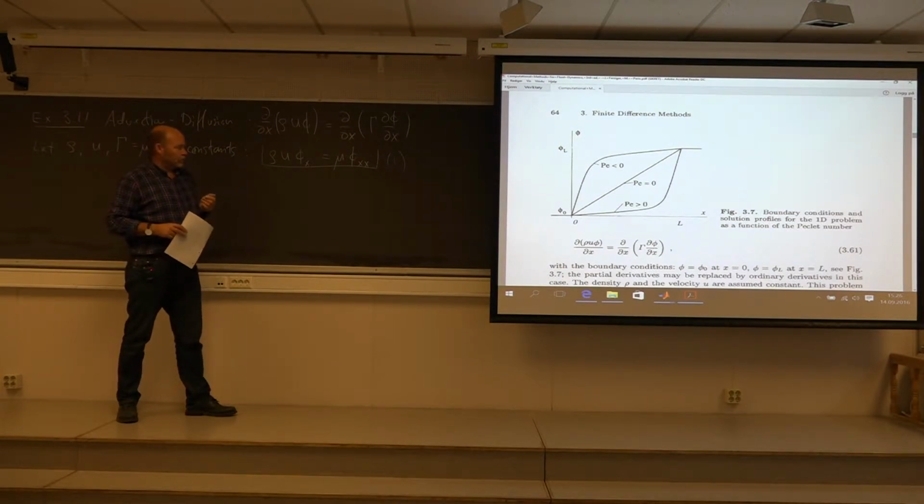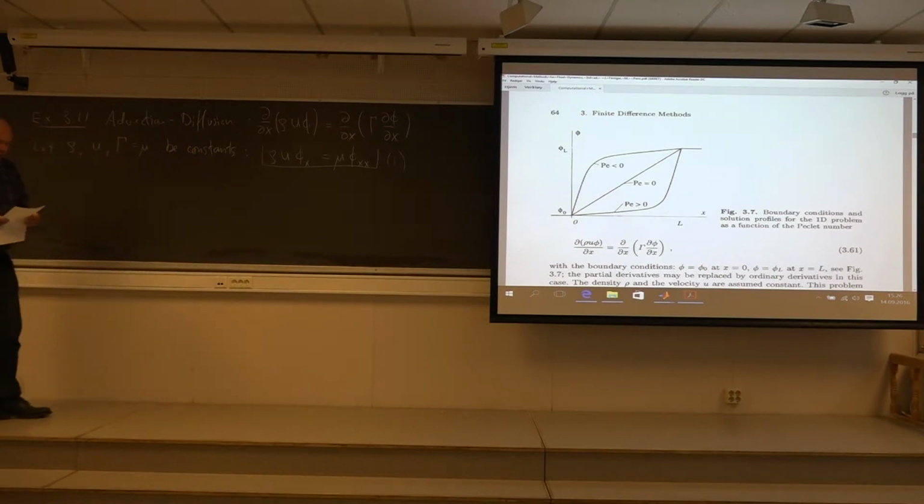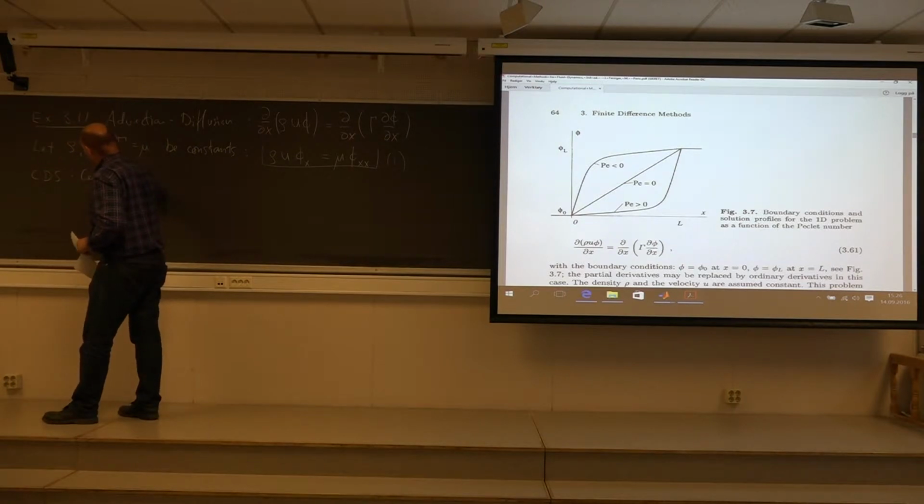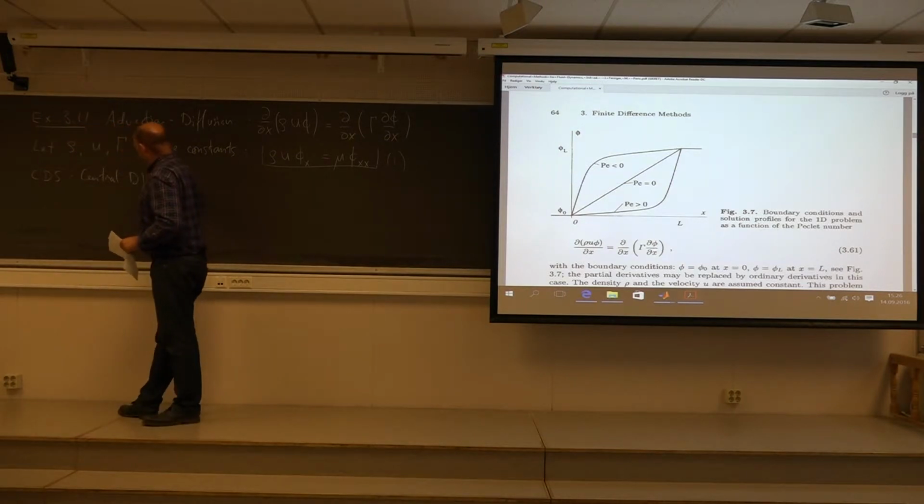In general, I would say you shouldn't, especially this first order, the very simple one. But we will still have a look at it just to see how it works. But for now, let's start with the central scheme. And in the book by Ferziger, he called it CDS, central differencing scheme.